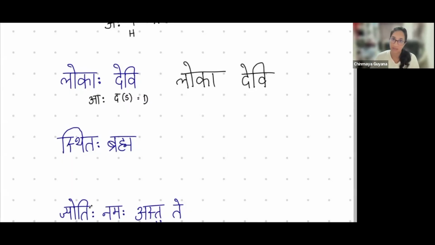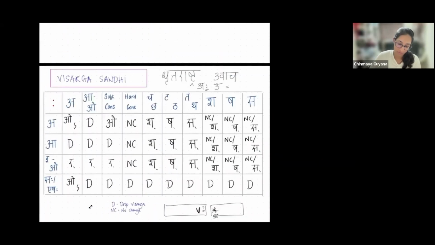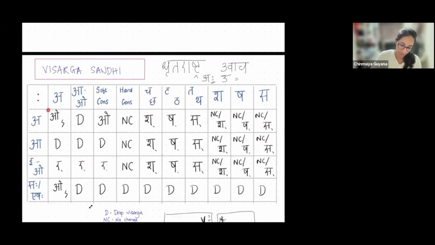Now, I hope everyone's got the hang. I'm going to go a little faster. Stitaha, the vowel is a. Then you have visarga. Then you have b. B is hard or soft? B, p, b. Third line. So it's going to be soft. What happens to the visarga when you have a followed by a soft consonant? The visarga is going to become O.